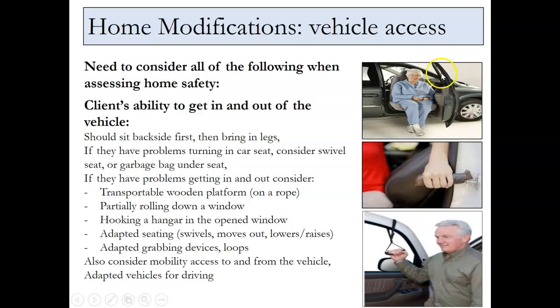Low-tech suggestions, rolling the window down halfway. I've seen people use a clothes hanger to grab onto. These things are really simple, cheap. These little adaptive devices that go into the clamp there give you a little grab bar to lift, to pull up. I think it's less than $20. There's a strap, and a simple thing you can use to grab as you're coming in and out of the car.